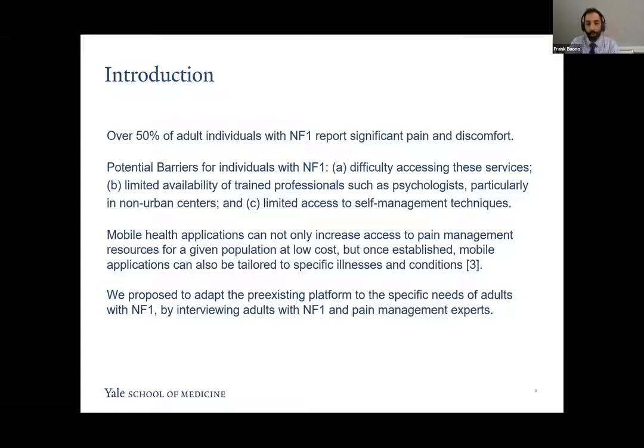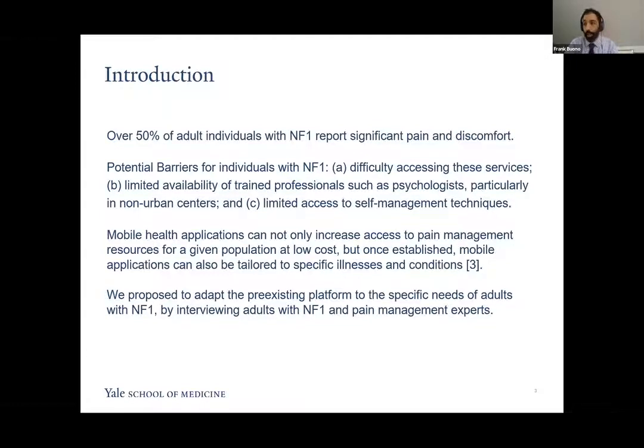Given that, there are potential barriers for individuals with NF who are suffering from that pain. Specifically, the difficulty in assessing those needs, even during COVID, and limited availability of trained professionals such as psychologists, particularly in non-urban areas. So in those rural areas that are not available for NF services or do not have good NF clinics, it's very difficult to find any help. And then there's limited access to self-management techniques.